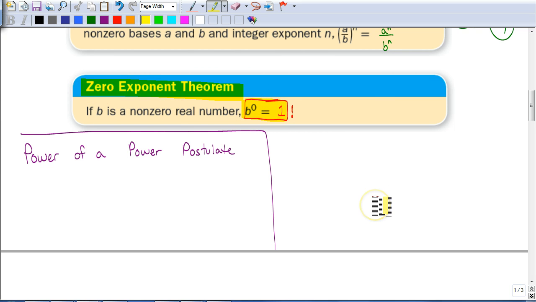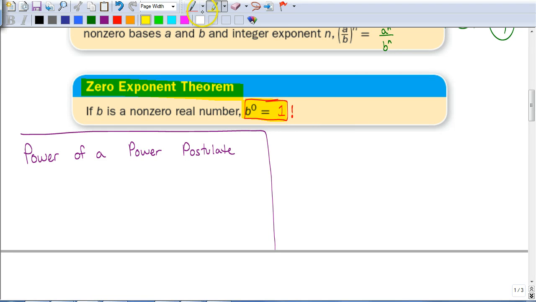B to the 0 power is always equal to 1. 3 to the 0 power is 1. Pi to the 0 power is 1. X to the 0 power is 1. Anything raised to the 0 power is 1. So here's where that comes in handy.